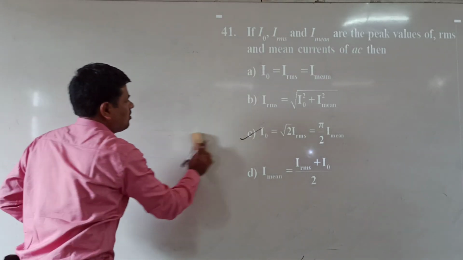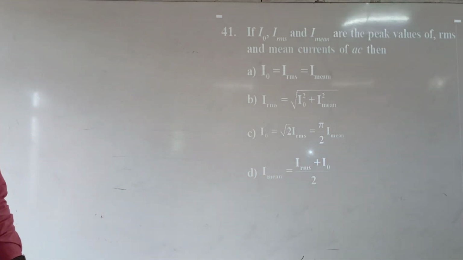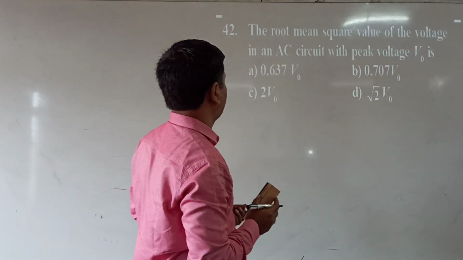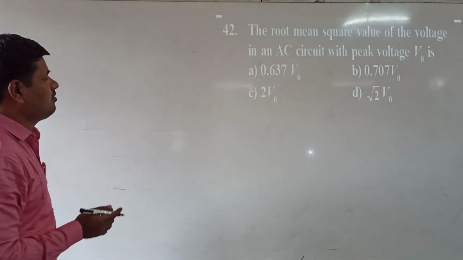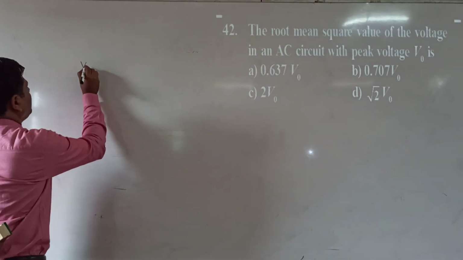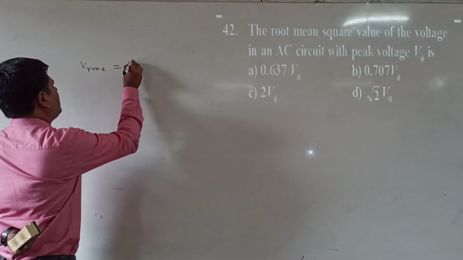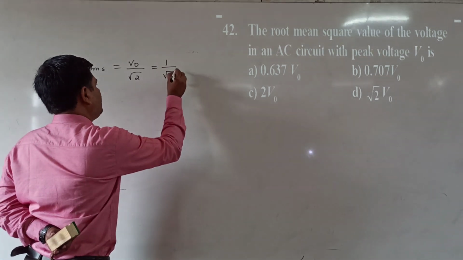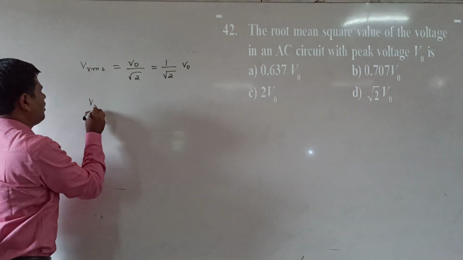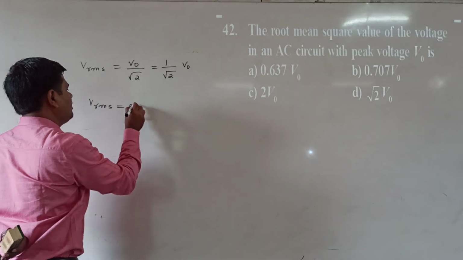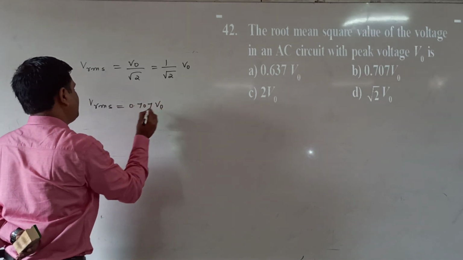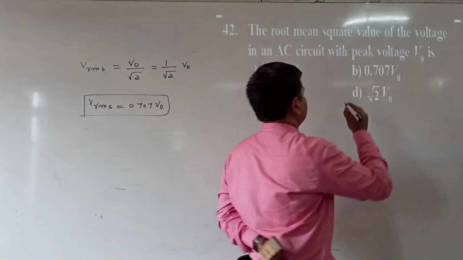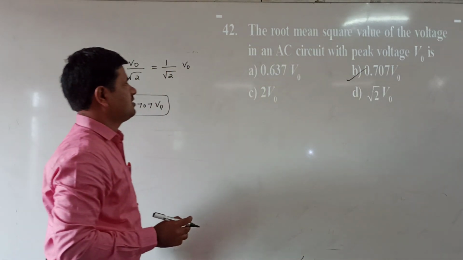Next we go to question number 42. The root mean square value of the voltage in an AC circuit. We know that V rms is equal to V naught by root 2, that is 1 by root 2 into V naught. The value of 1 by root 2 is 0.707, so V rms is equal to 0.707 into V naught. Which option is correct here? B option is correct.